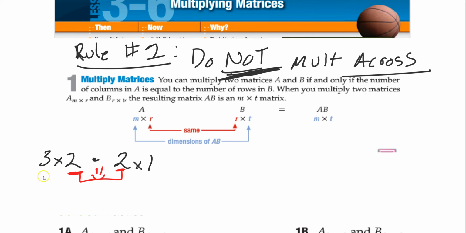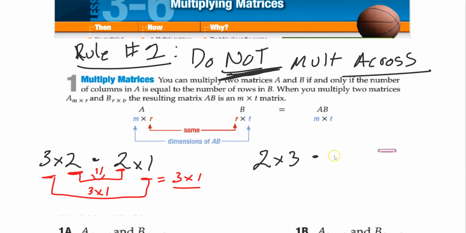And then the result you're going to get is going to be the outer numbers. It's going to be a 3 by 1. So if I multiply a 3 by 2 matrix by a 2 by 1 matrix, I get a 3 by 1 matrix, which is kind of interesting. However, what's even more interesting is that sometimes you can't even multiply. If I have a 3 by 2 and I multiply by a 2 by 3, I should say, well, in this case, the middle two do not match. So you can't multiply, no solution.